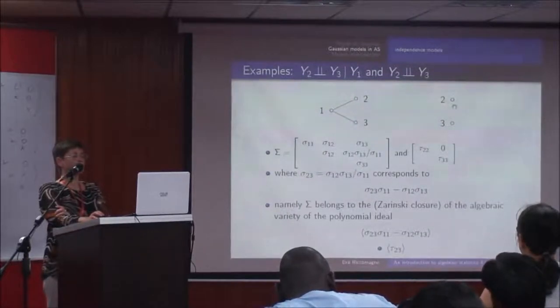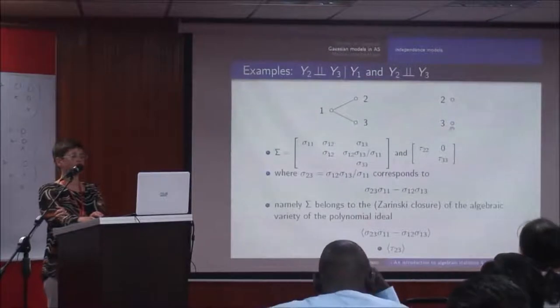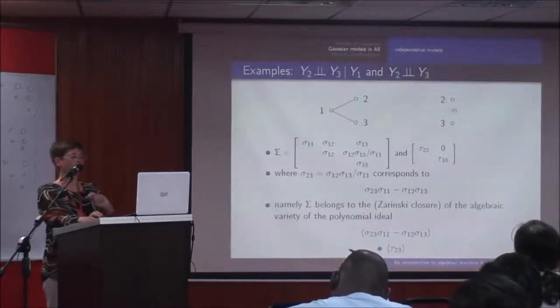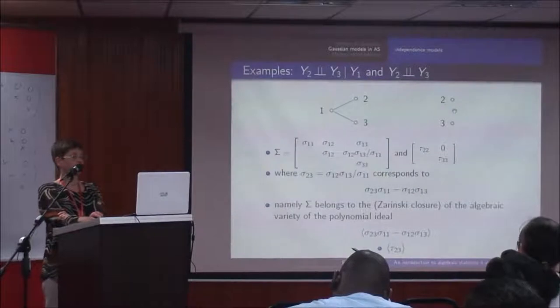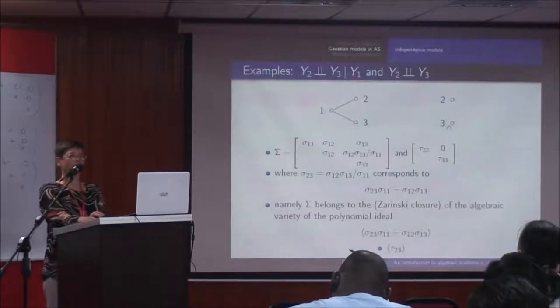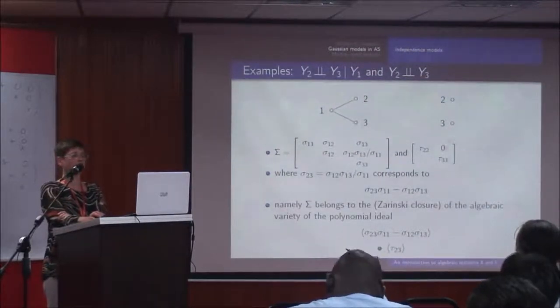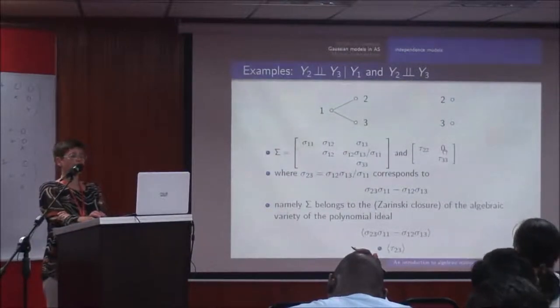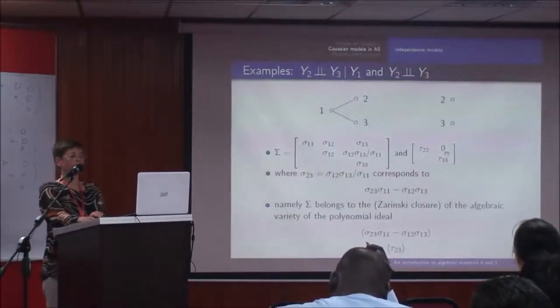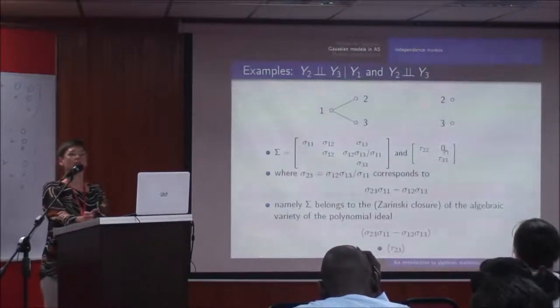We have an extremely simple graph on two nodes, node 2 and node 3. I'm looking at this one: two variables. What do I know? If there is no edge between them, this is the independence model. The independence model corresponds to 0 in the covariance matrix. Having 0 here means that tau 2,3 is equal to 0.